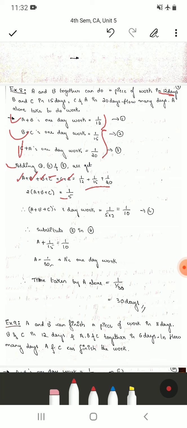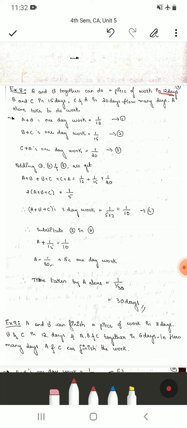Therefore, A plus B plus C's one day work will be 1 by 10, as this 2 will go in the denominator. So we got the work done by all the 3 persons in one day. It is 1/10 of the work.